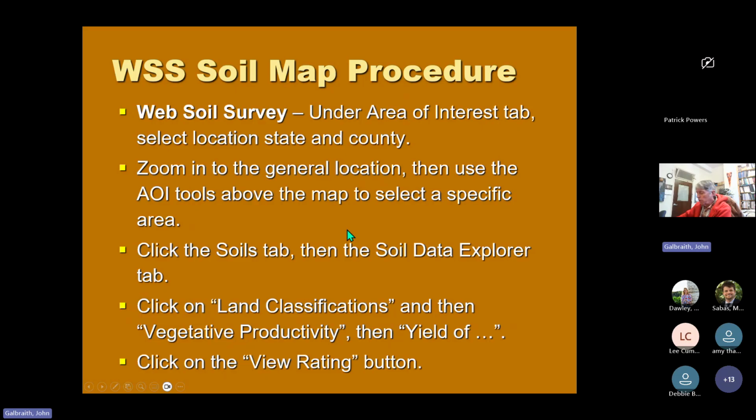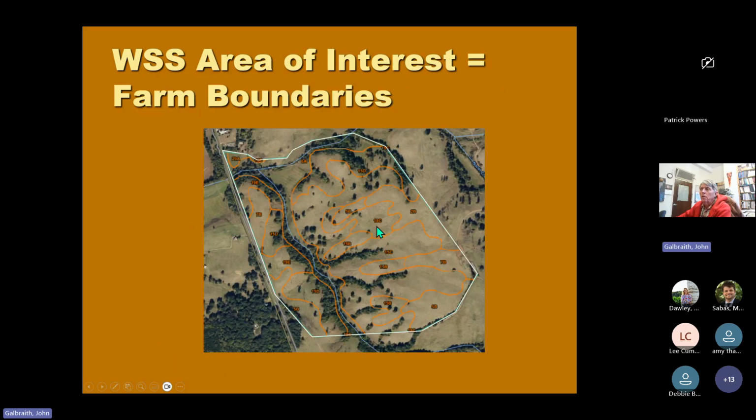Okay, Web Soil Survey is more complex, but again, it has its uses. You can produce reports on it. So here is a list of the instructions on how to use it.